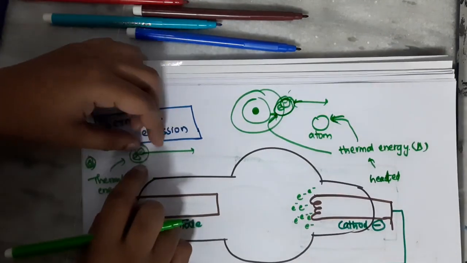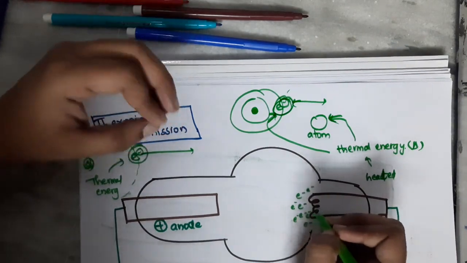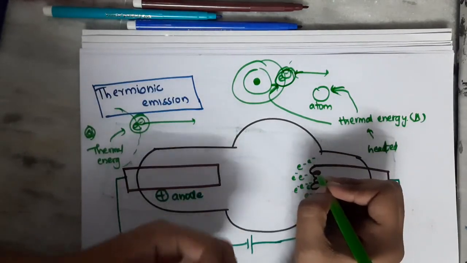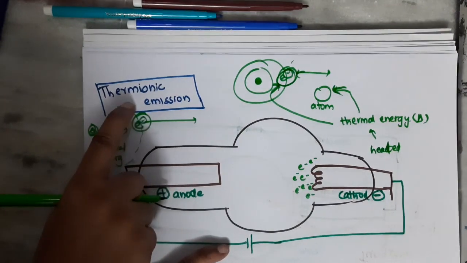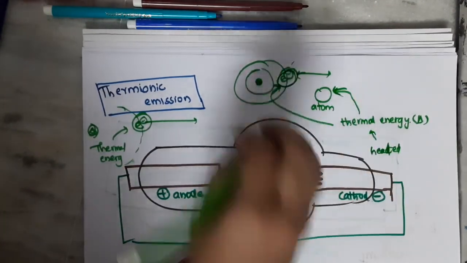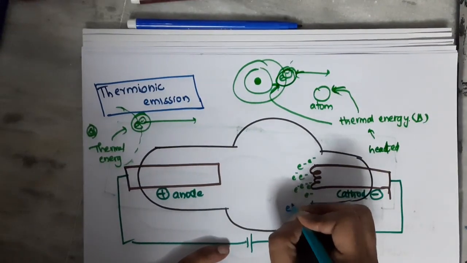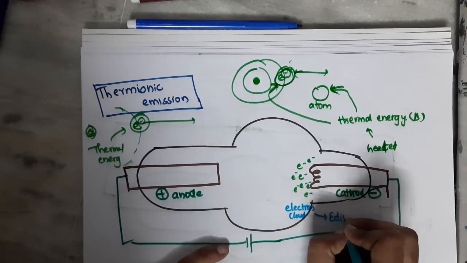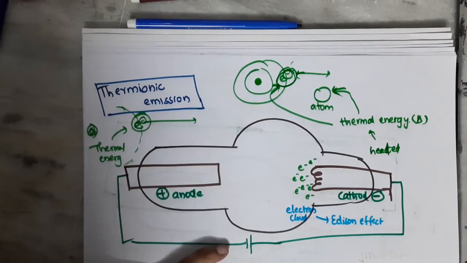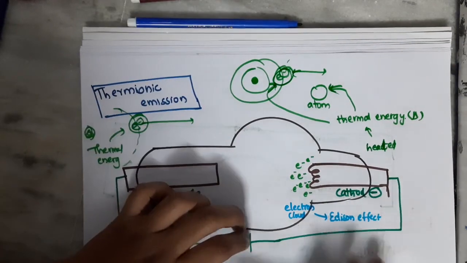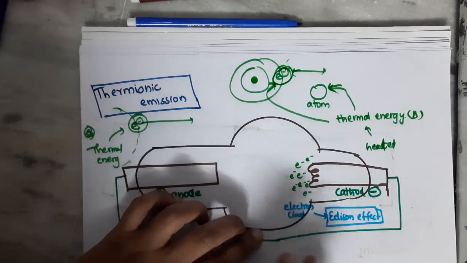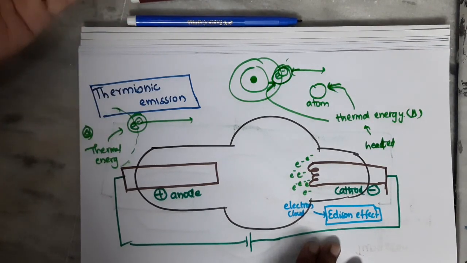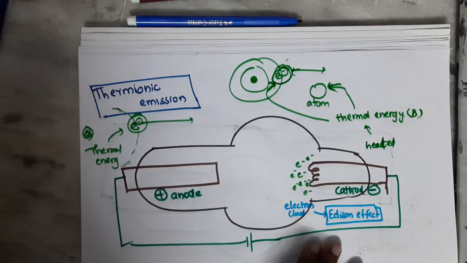Once the electrons come out of their atom and metal surface, many electrons will come, not one or two, right? Many electrons will come out of the metal surface by the process of thermionic emission, and they form the so-called electron cloud around the cathode. This electron cloud is called the Edison effect. These are two important things which you have to see. The electron cloud which is formed is called Edison's effect, whereas the process by which the electron absorbs thermal energy and is emitted is called thermionic emission.